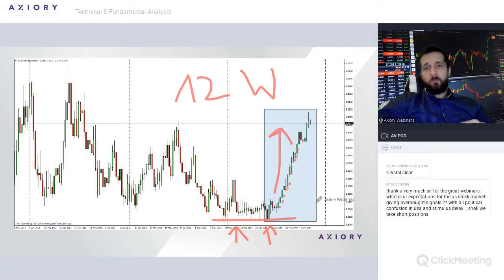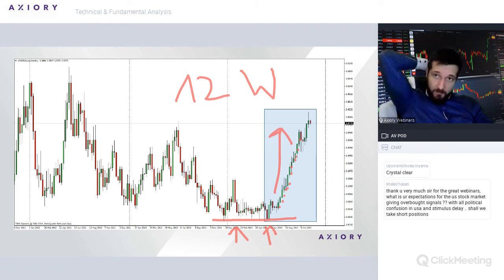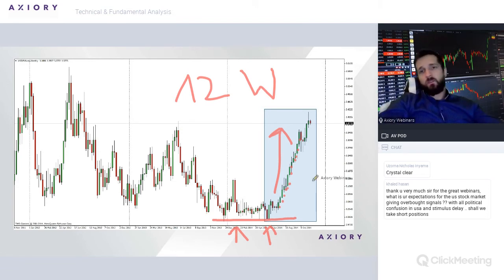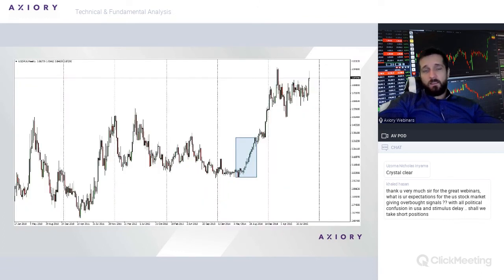The price went ridiculously higher. And many traders were saying, oh my God, it's too much. Now from this point, we should see a reversal. Price cannot go forever, etc., blah, blah, blah. What they forget is that price loves to follow trends.